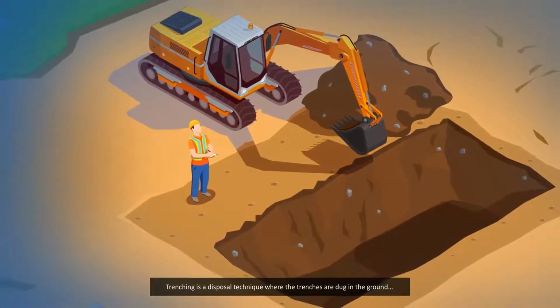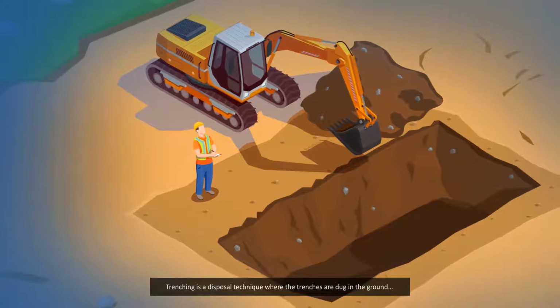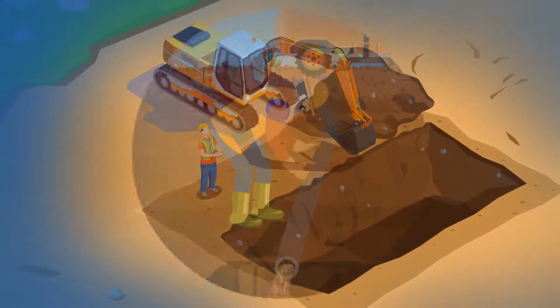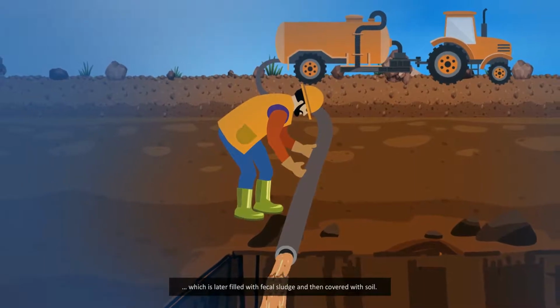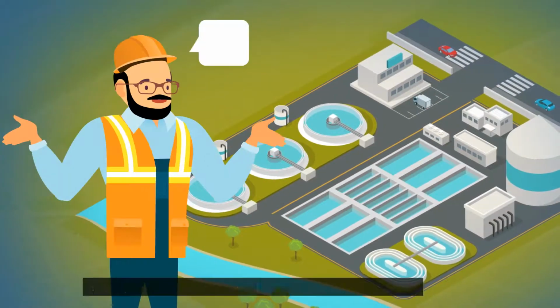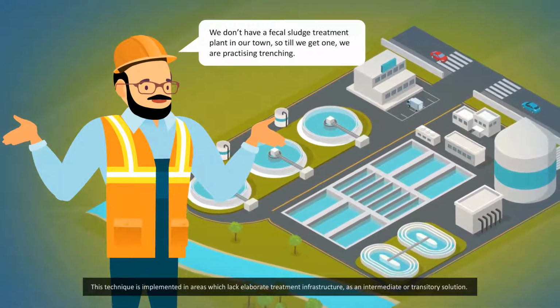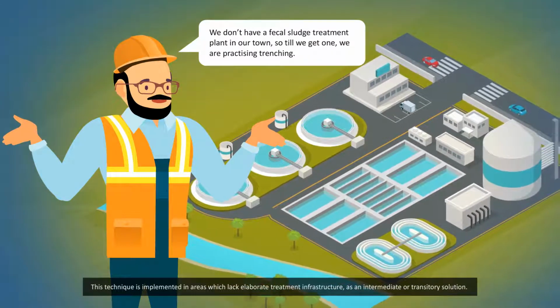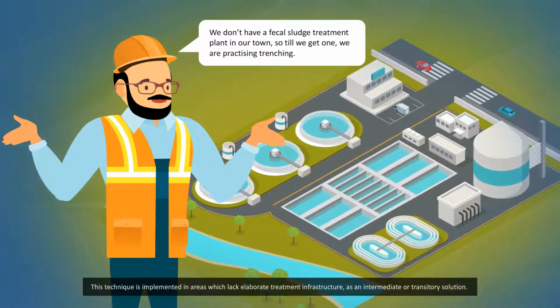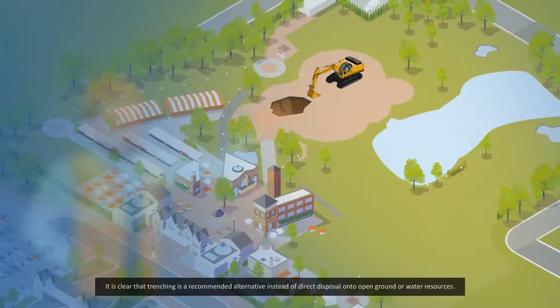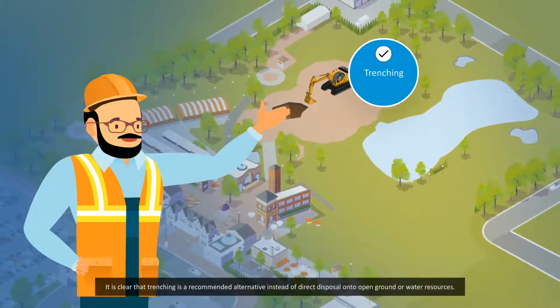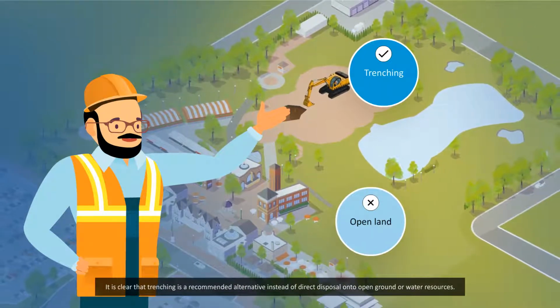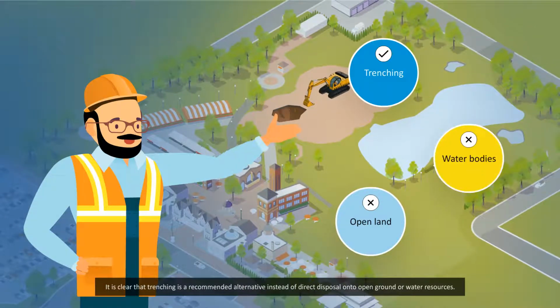Trenching is a disposal technique where trenches are dug in the ground, which are later filled with fecal sludge and then covered with soil. This technique is implemented in areas which lack elaborate treatment infrastructure as an intermediate or transitory solution. It is clear that trenching is a recommended alternative instead of direct disposal onto open ground or water resources.